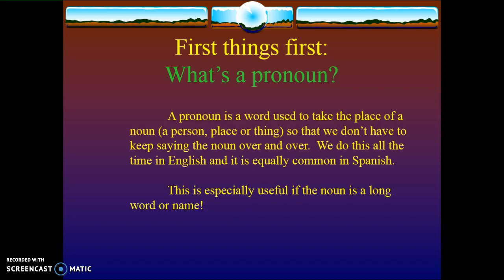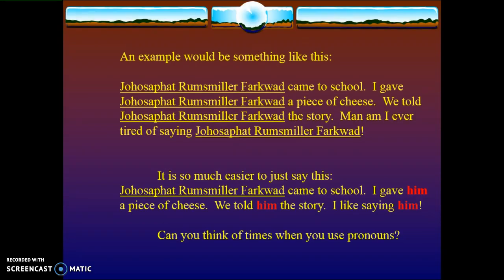So we're going to look at some examples on the next slide. It's especially useful if the noun is a long word or name. An example in English would be something like this. Jehoshaphat Rumsmiler Farquaad came to school. I gave Jehoshaphat Rumsmiler Farquaad a piece of cheese. We told Jehoshaphat Rumsmiler Farquaad the story. Man, am I ever tired of saying Jehoshaphat Rumsmiler Farquaad? So it's much easier to just say this.